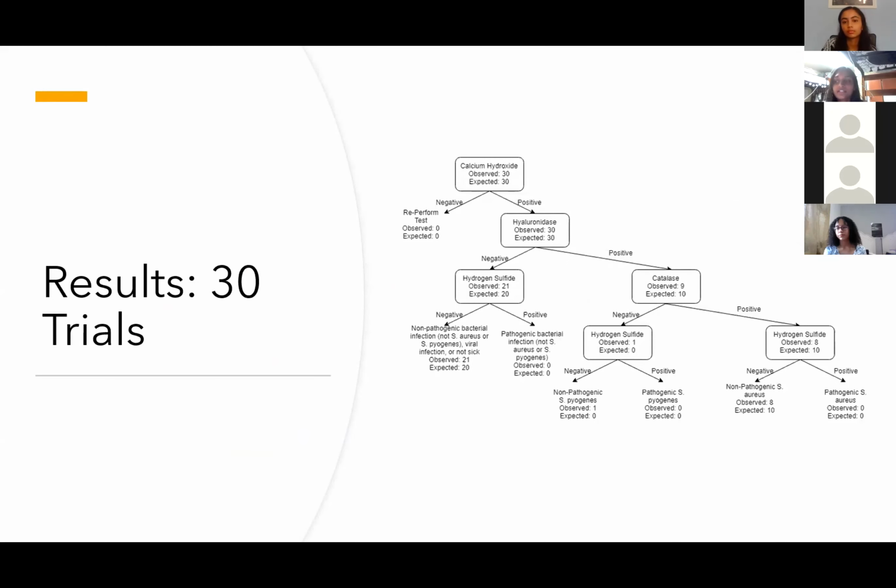Finally, we conducted 30 chest trials in the device to see any changes in the condition in the real setting that patients would be using this device. And you can see on the graph that it just shows the expected values versus our observed values and the differences.